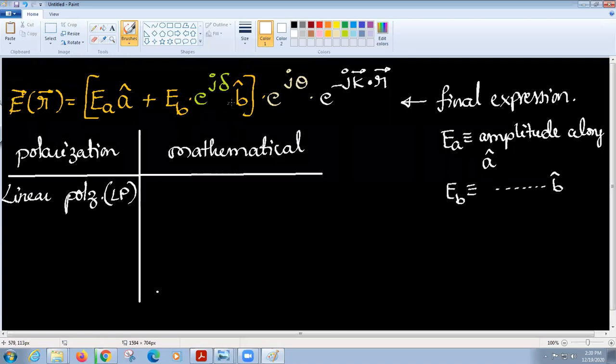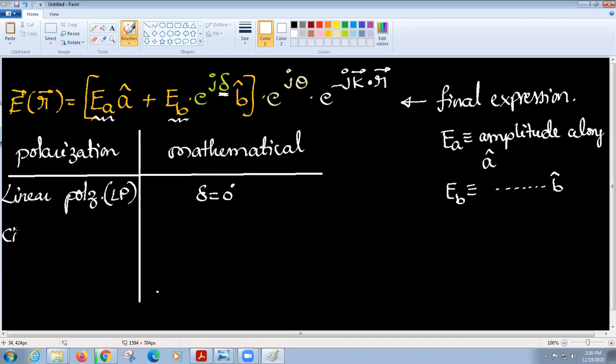Now, when there is no phase difference between these two components, say EA and EB, then delta is equal to 0. You just tell me, there is a common phase theta between EA and EB. That indicates that first of all, there is no phase difference. This delta is the only phase difference between EA and EB. So if that is 0, there is no phase difference between these two components, and this is said to be linear polarization.